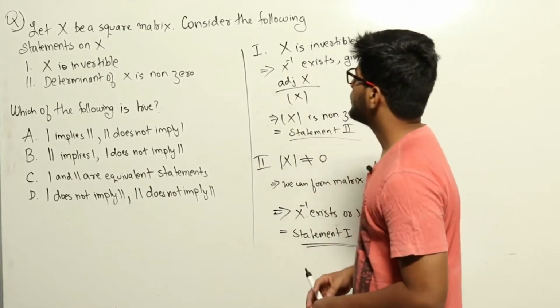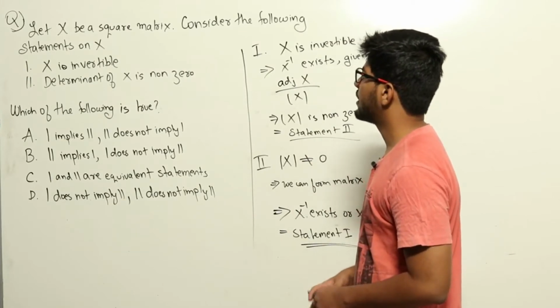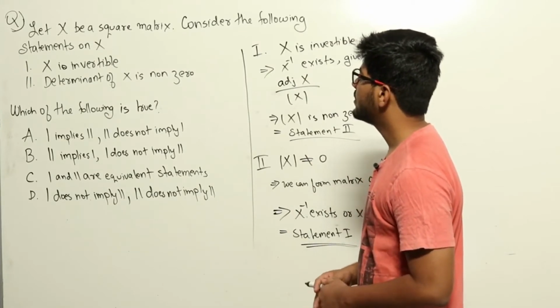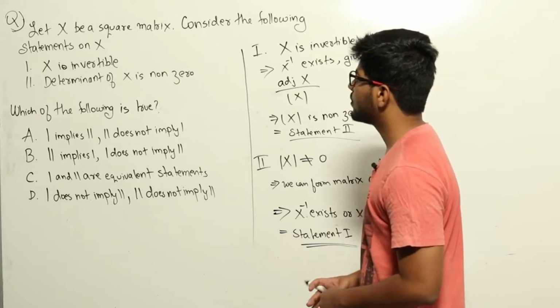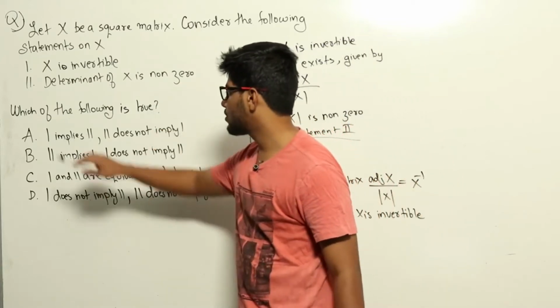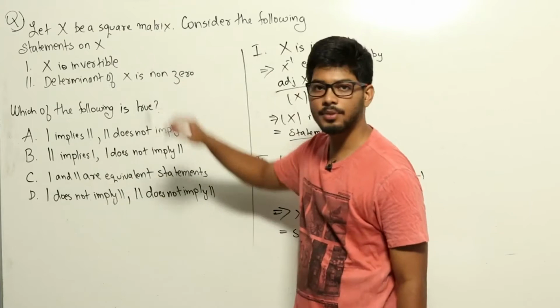Let X be a square matrix. Consider the following statements on X. Statement 1, X is invertible. Statement 2, determinant of X is non-zero. Which of the following is true? 4 statements are given regarding which of these implies the other.